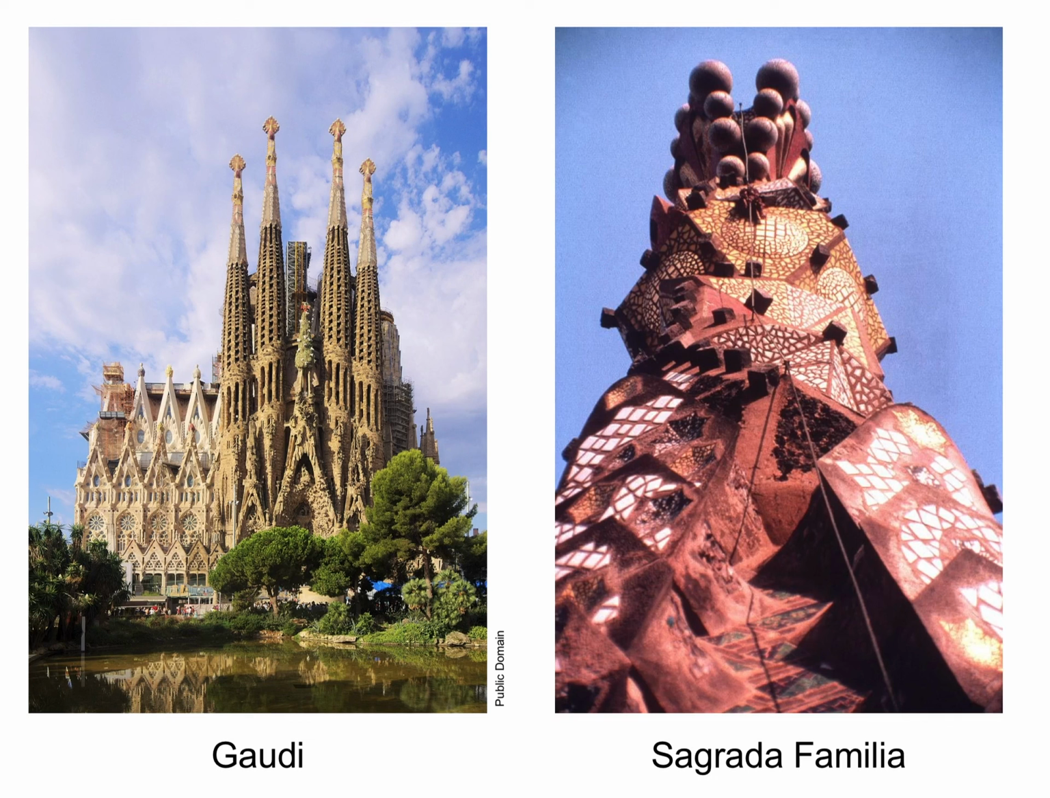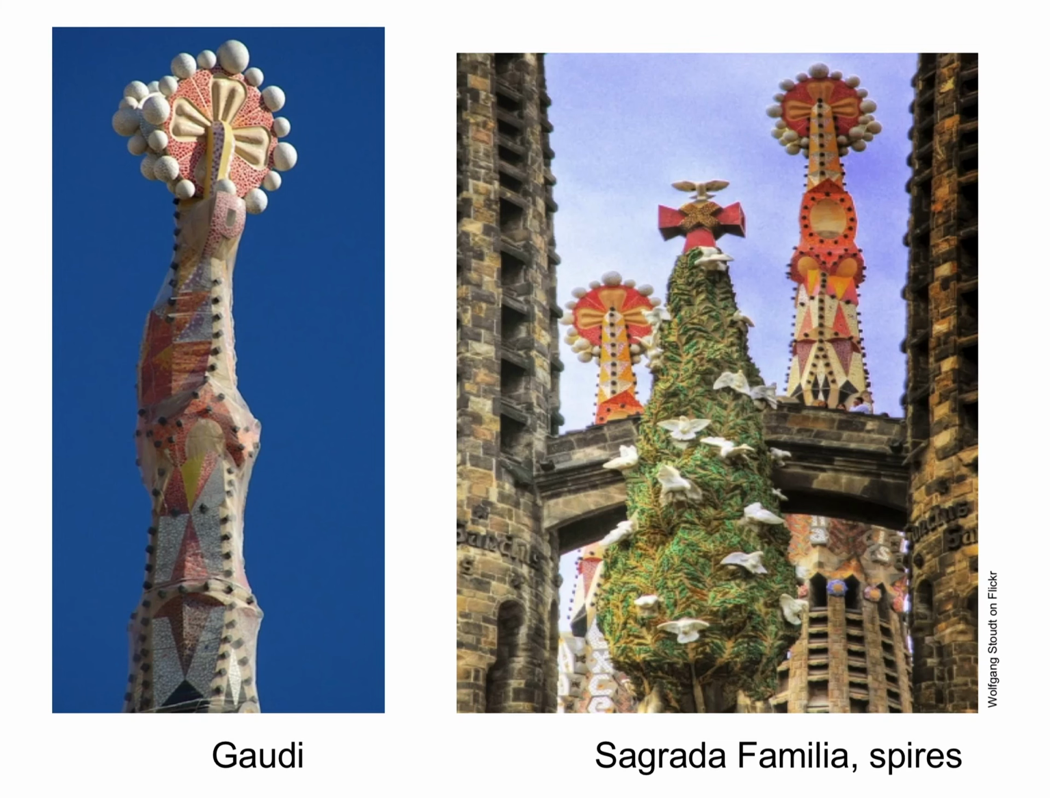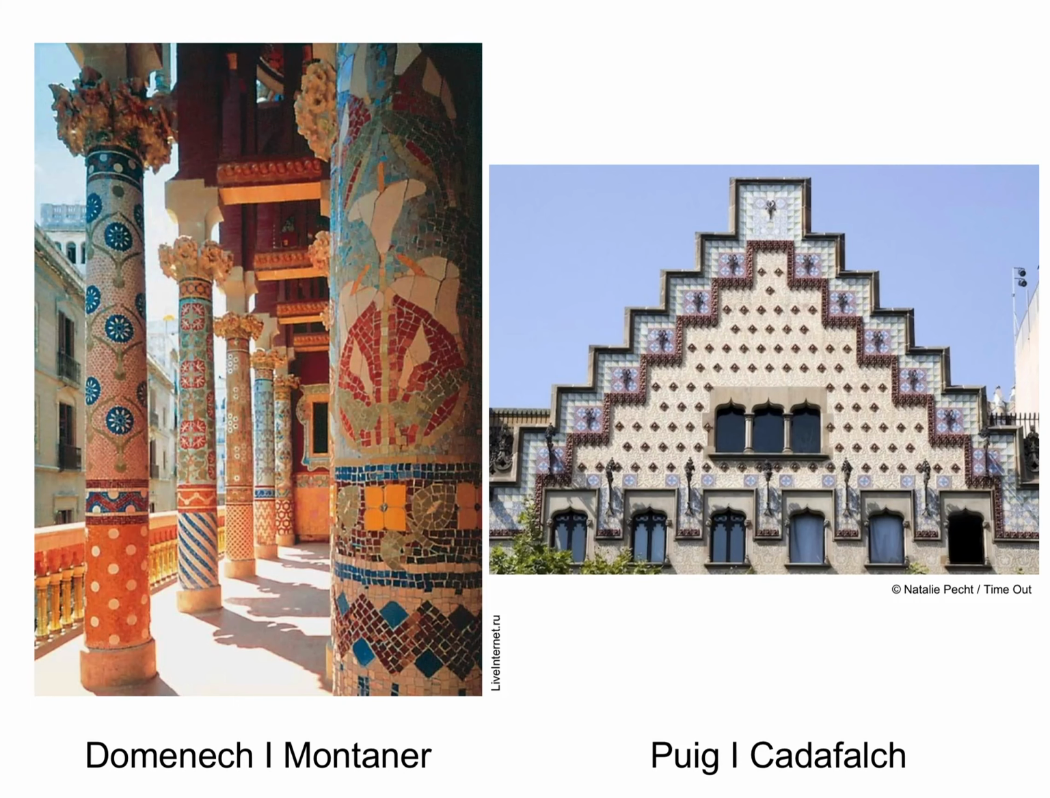So let's have a look again at Sagrada Familia, the large cathedral still being built today in Barcelona. And it's mostly a stone building, but there are a lot of mosaic surfaces, as you can see on the right. And the spires of the Sagrada Familia, using colors and forms in a very symbolic way, are also covered in glazed ceramic tiles and mosaics.